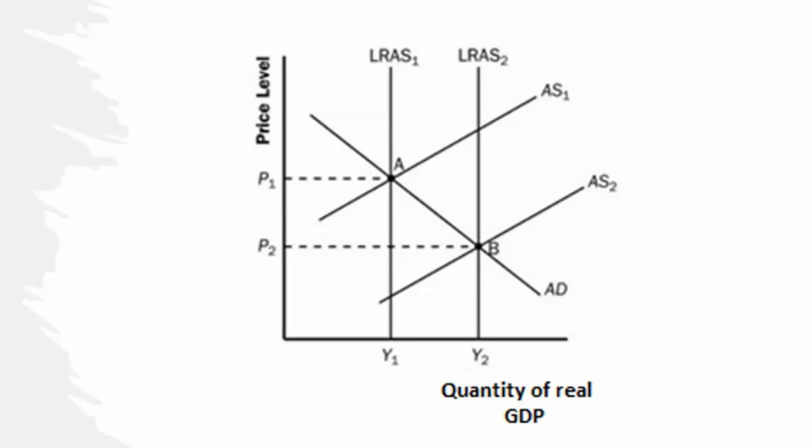Economic growth occurs when long-run aggregate supply shifts to the right, like here. And the full potential GDP will increase from here to here. As the long-run aggregate supply shifts rightwards, short-run aggregate supply will shift rightwards as well. This is the original short-run aggregate supply, and this is the new short-run aggregate supply.